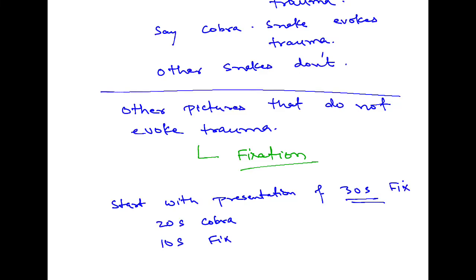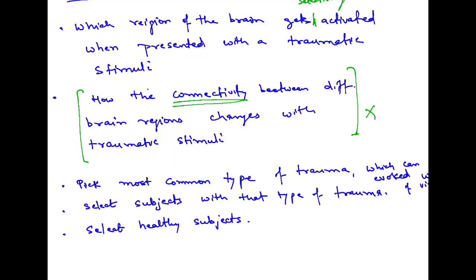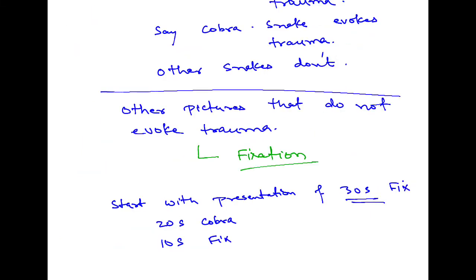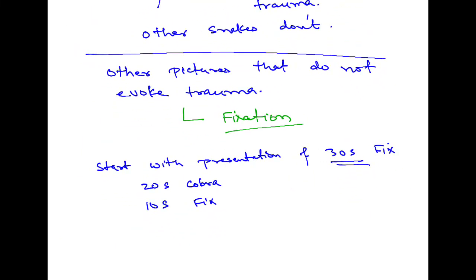Like a field. Okay, so let's come back to our question. Let's skip this part selectively for now. Here we are saying selectively gets activated. Let's say we want to get started with only activated: which part of the brain gets activated when presented with this traumatic stimuli? So then is this enough, or do we need to do something else?